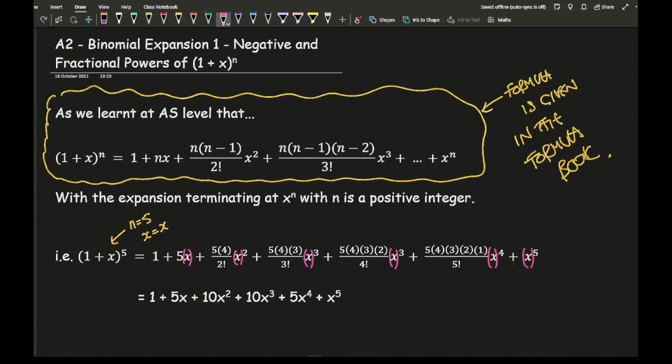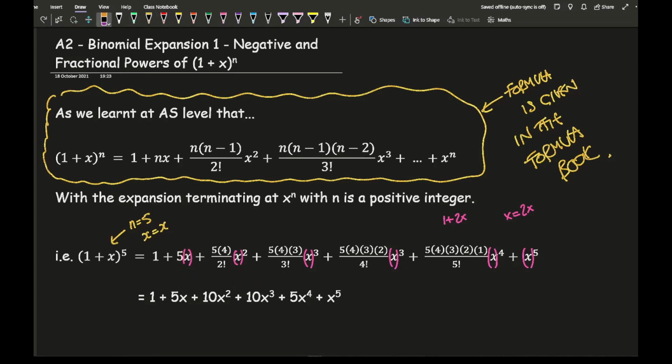So for example, if I had 1 plus 2x, then here x would equal 2x, and rather than writing 5x, I'd write 5 and then 2x, and then 5 times 4 divided by 2, that'll be 10, and then it'll be 2x squared, and obviously that then becomes 40x squared, etc. And simplifying that then gives me my expansion.